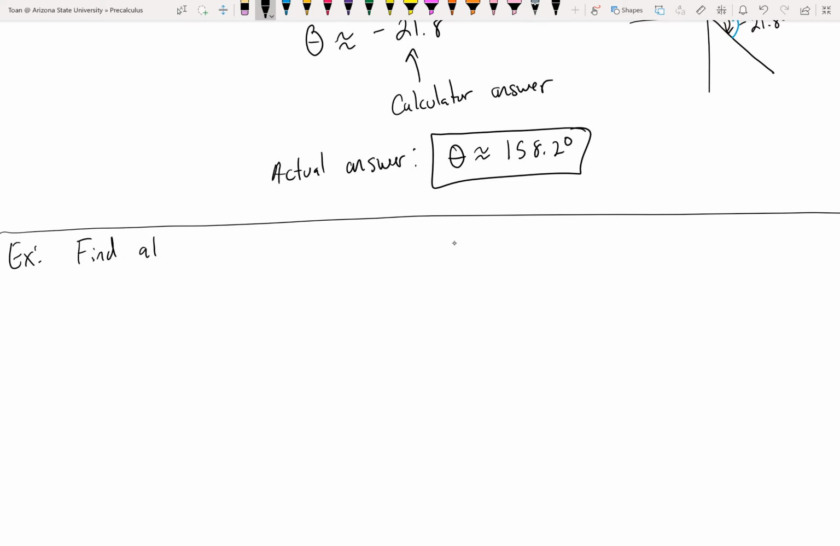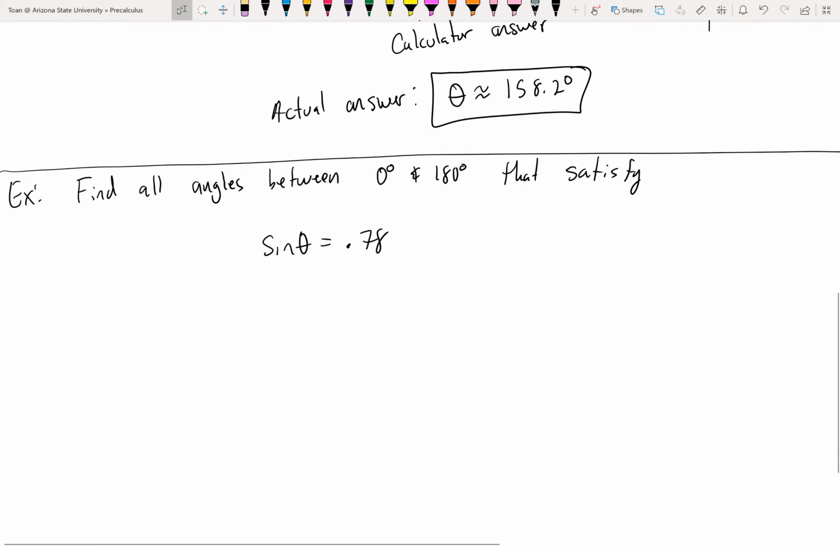Suppose I ask you to find all angles between 0 degrees and 180 degrees that satisfy the equation sine of theta equals 0.78. So again, this is just a simple trig equation. To solve for theta, I have to take the inverse sine of both sides. So if I take the inverse sine, or the arc sine, of both sides, we get theta equals sine inverse of 0.78.